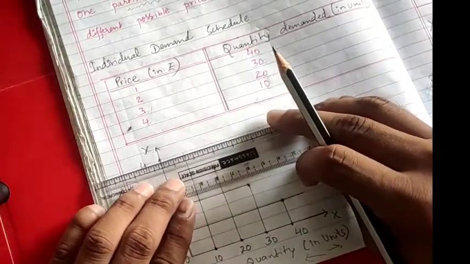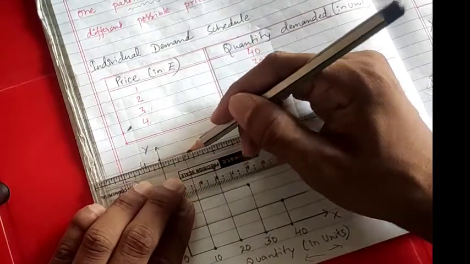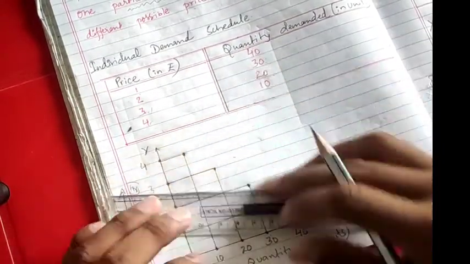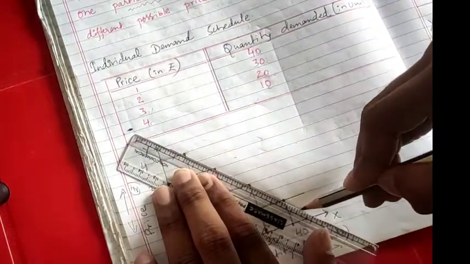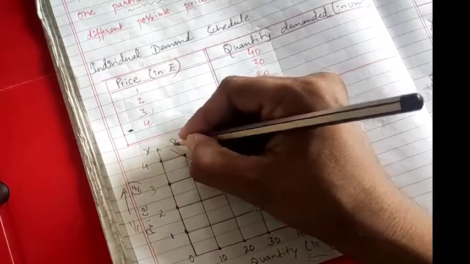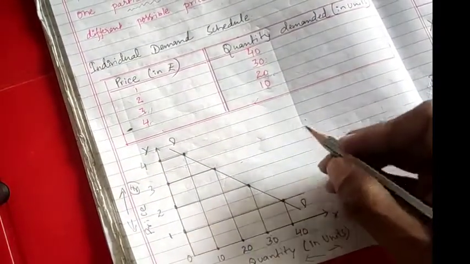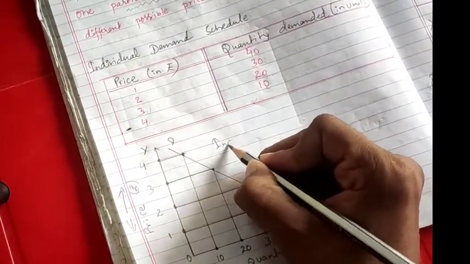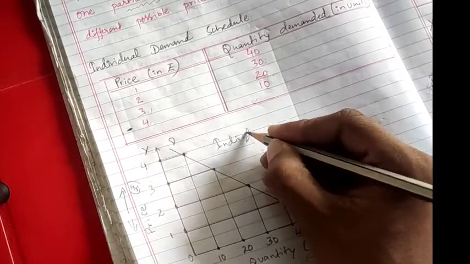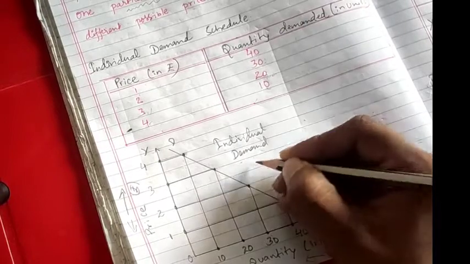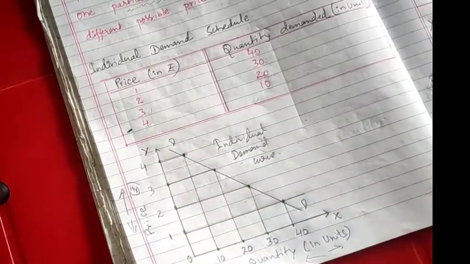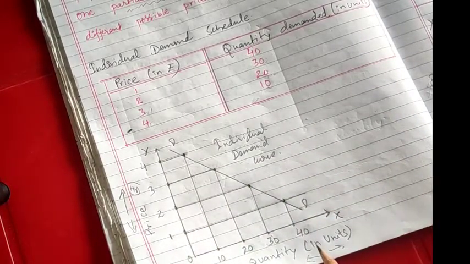It should be drawn with pencil and scale. So we'll join these points now. When we join this, we get our demand curve. Clear? So this is the individual demand curve. Now we'll see how to prepare the market demand curve.